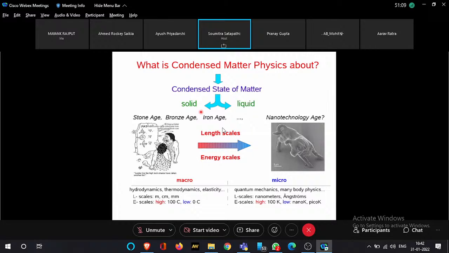Now, you all have heard that there was the Stone Age, the Bronze Age, then the Iron Age, and now we have this nanotechnology age. Now, thanks to the discovery of quantum mechanics, we can possibly manipulate the material properties in the case of nanomaterials.